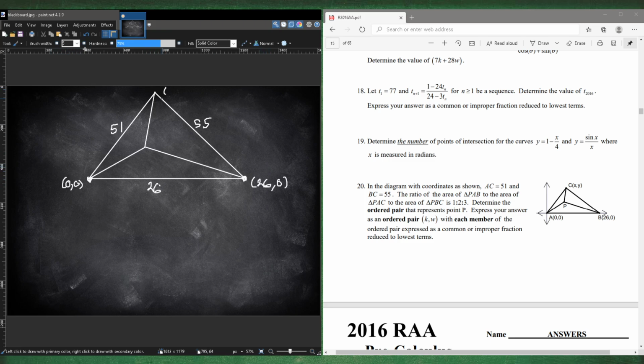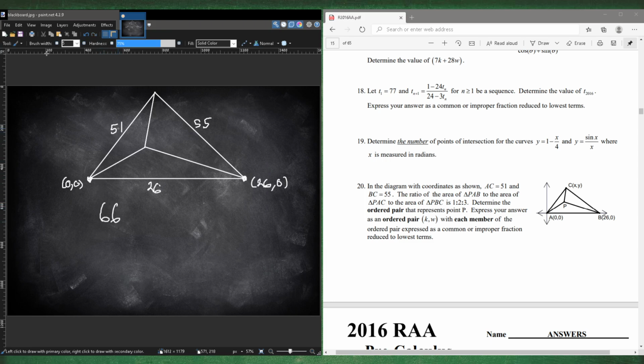So what is this coordinate? Well, first, we could find the y coordinate because that's basically the height. So first we need to find the area. To get the area of this, we just use Heron's or Hero's formula. They have the same names, I don't know. It's 26 plus 51 plus 55, and then divide by 2. So you get a value of 66.